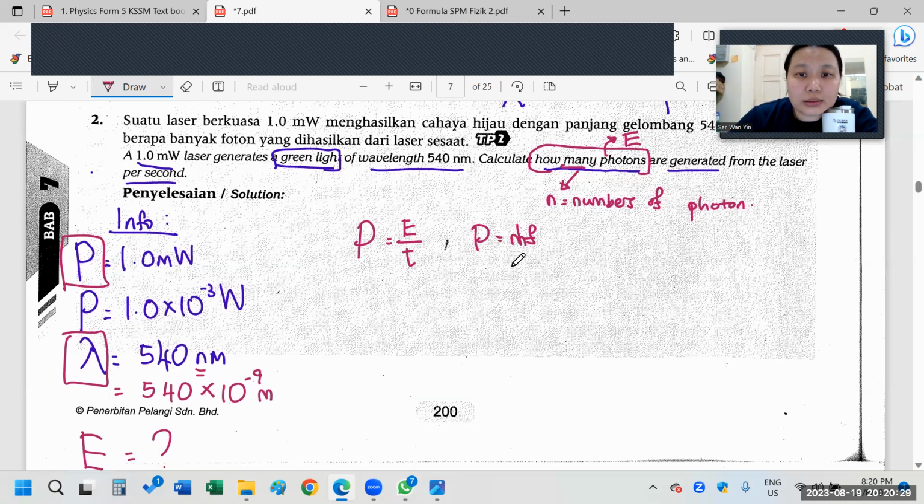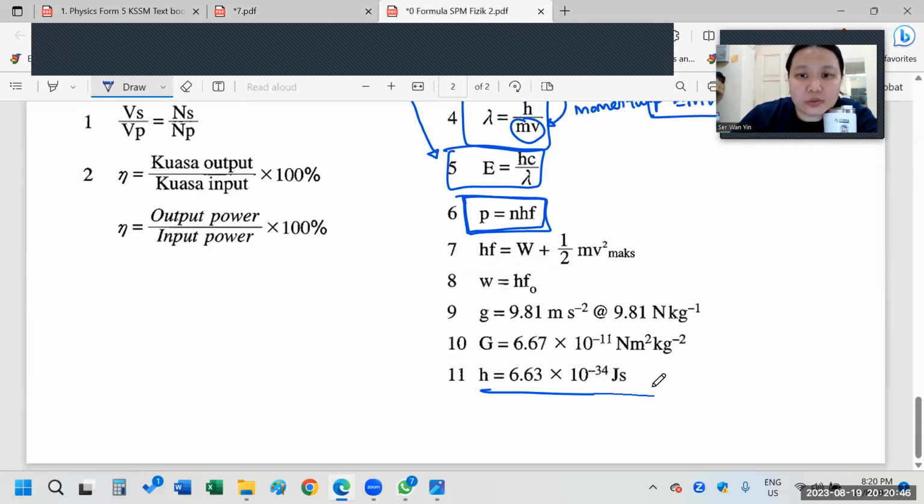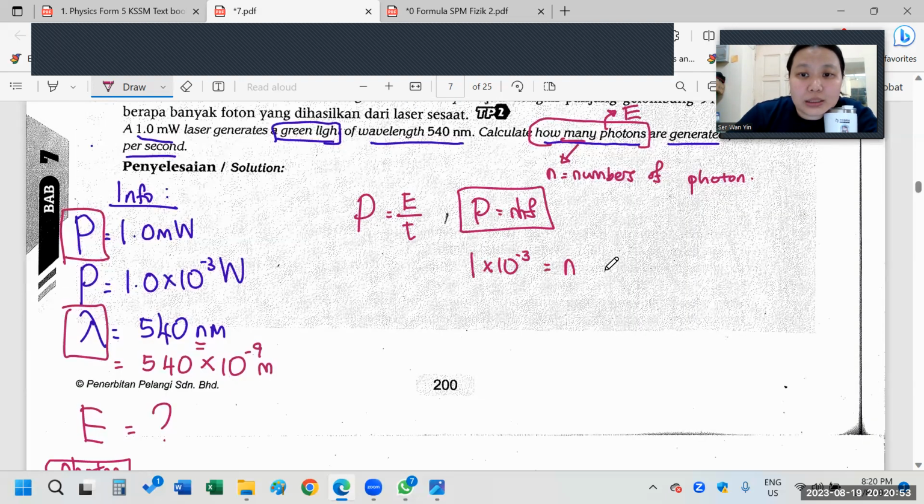Okay. So we can substitute first. Since this one looks more complete, we can say power is 1 times 10 to the power of negative 3 watt equals to n. h is the constant that is given, or you can find it from the formula, it is 6.63 times 10 to the power of negative 34. And the frequency. We don't have the frequency. How?